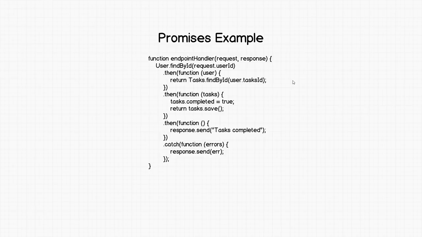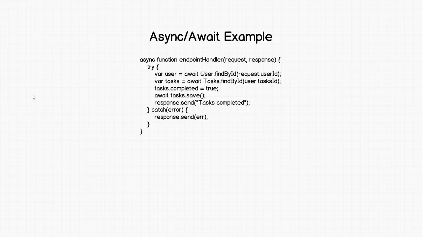Now let's take a look at the same example using async await, and here it is. As you can see, it's much clearer than what we've been able to see previously. It almost looks like sync and blocking code, but fortunately it isn't.